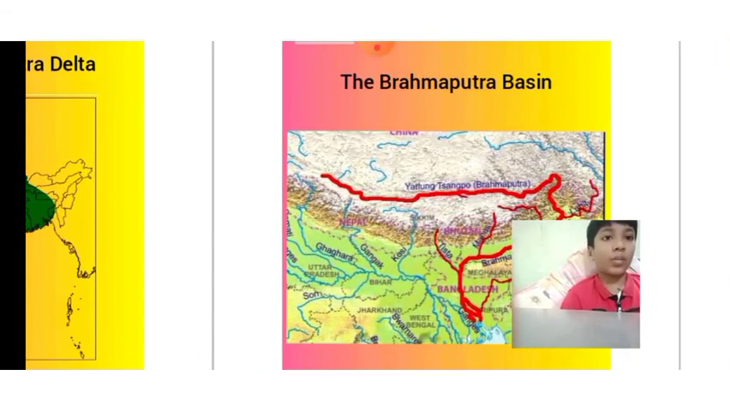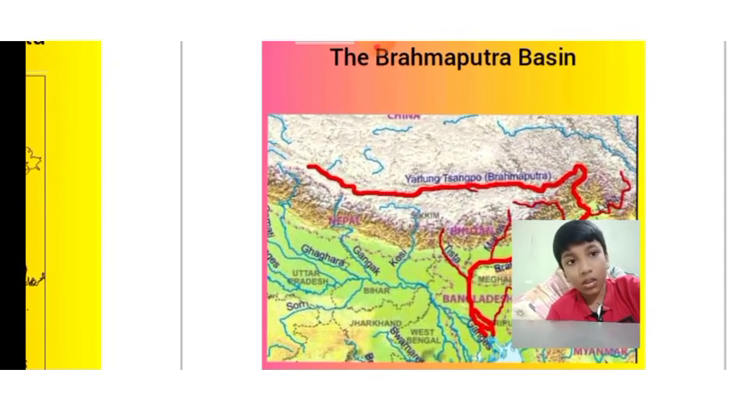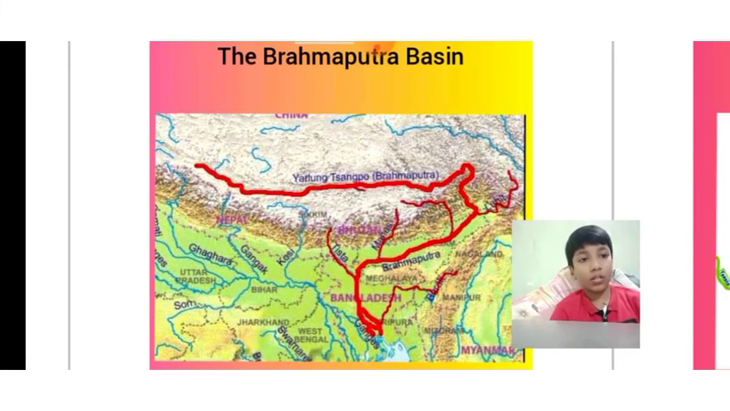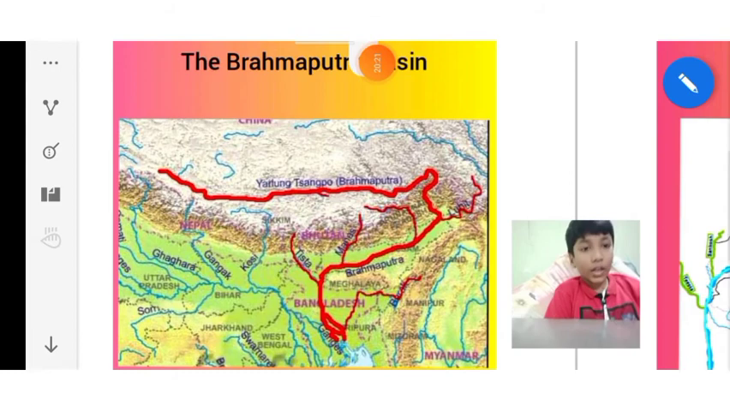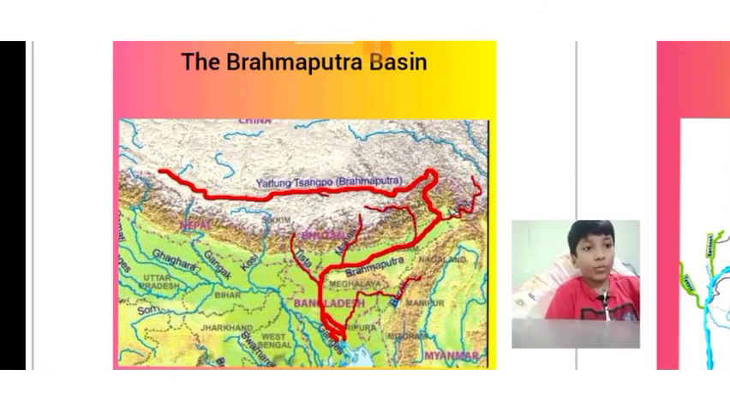We saw about the Brahmaputra Basin. It starts from Tibet. It is called Yarlung Tsangpo. It comes down, enters Arunachal Pradesh, and comes to Assam, and comes down and goes to West Bengal, and comes to Bangladesh, and goes to the Bay of Bengal.